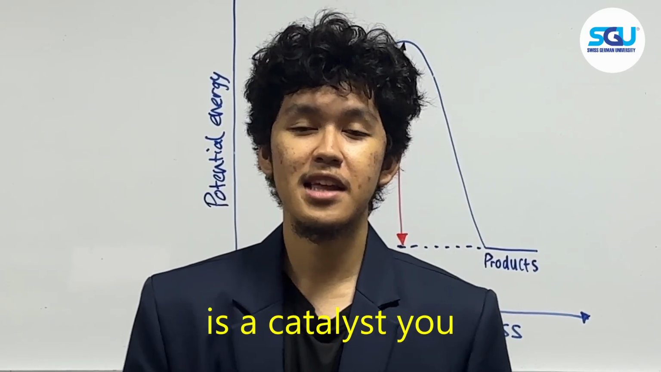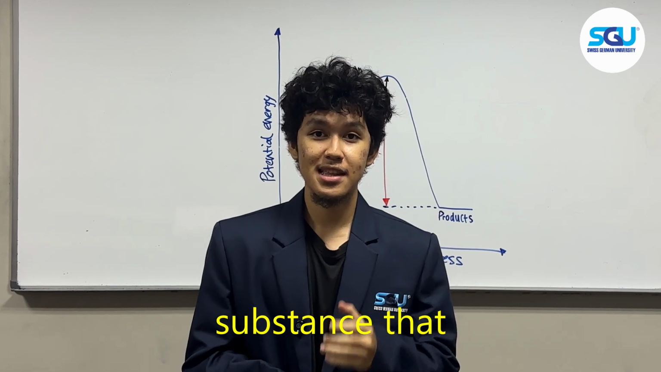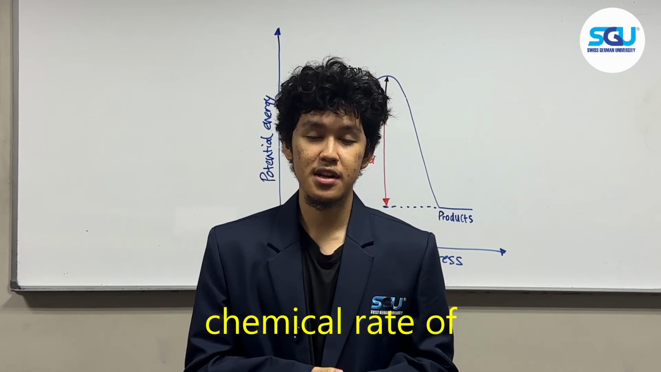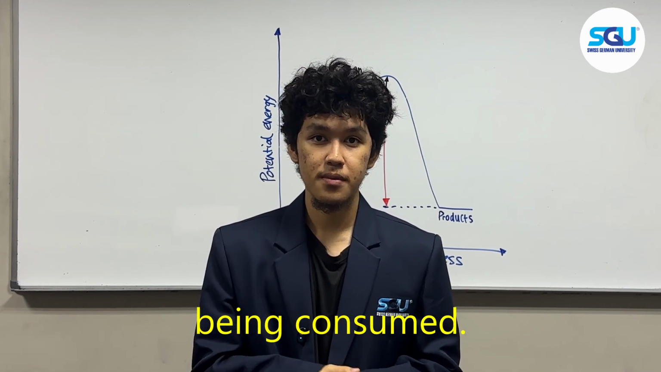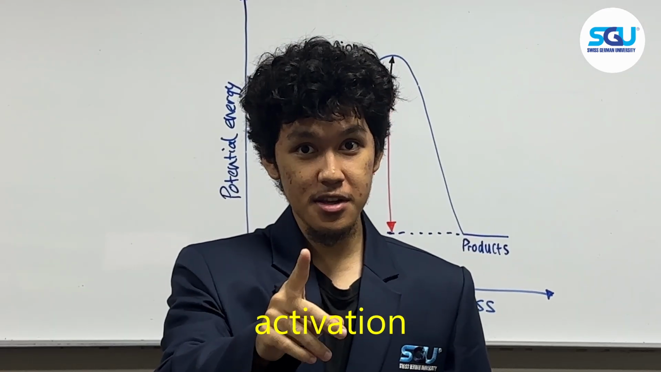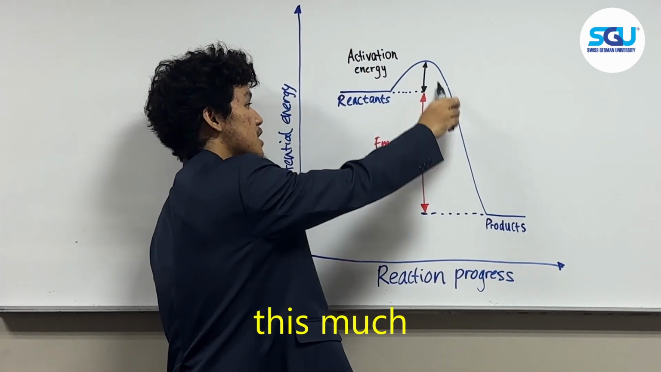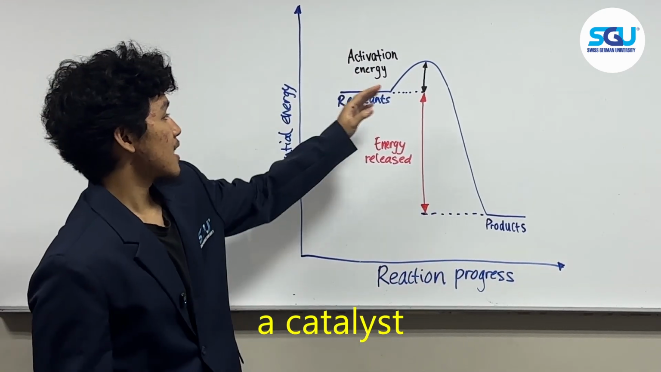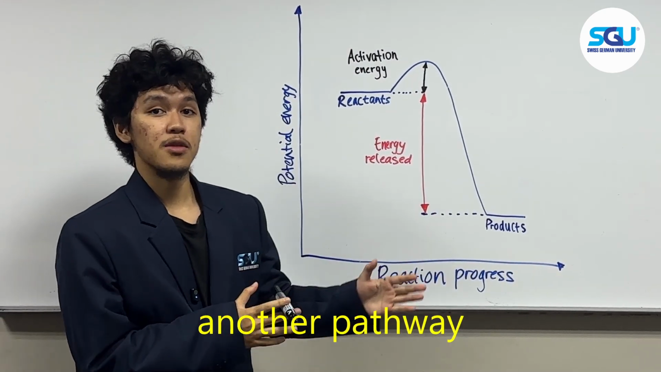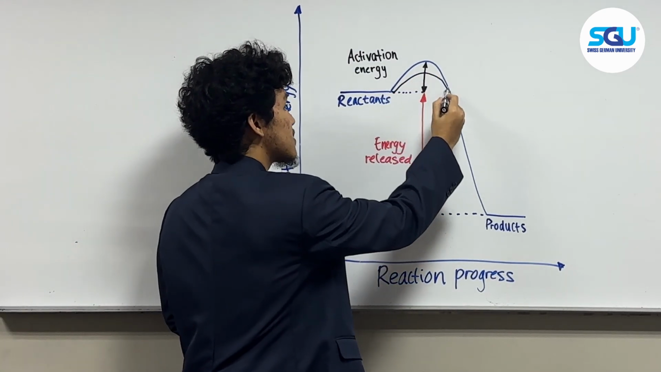Firstly, what is a catalyst, you might ask? In simple terms, a catalyst is a substance that increases the chemical rate of reaction without being consumed. Okay, but how? Remember the activation energy? So if normally a reaction requires this much activation energy, a catalyst would find another pathway that decreases the activation energy to something like this.